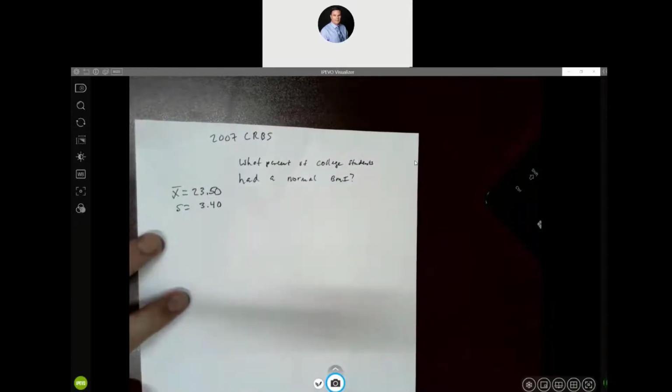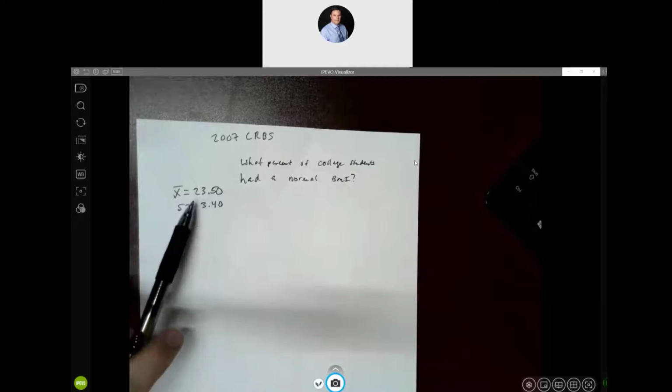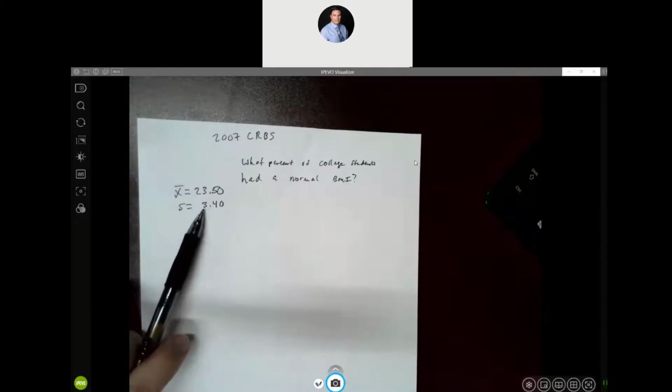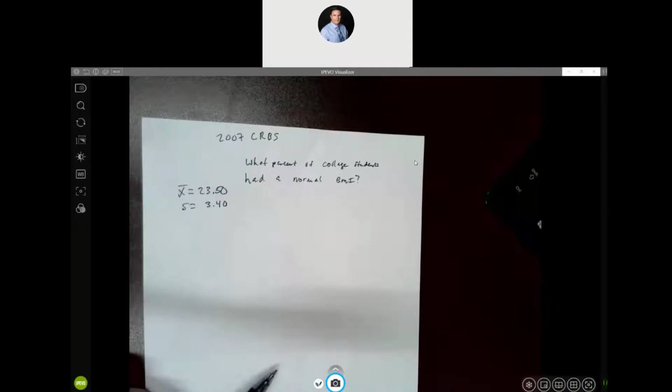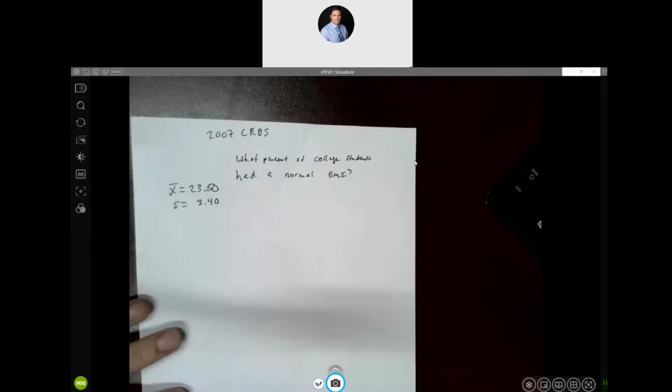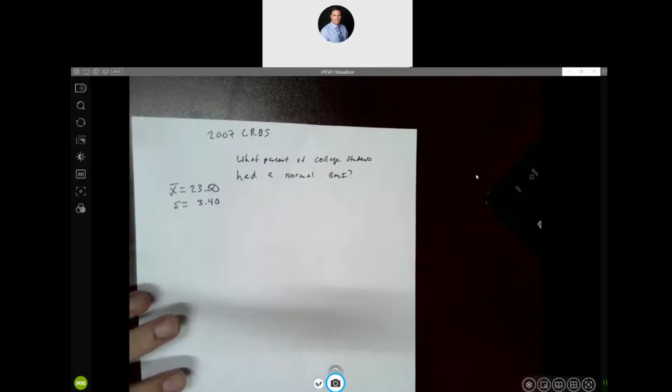What you should recognize right away are two things. One, the average college student had a normal weight status. The second thing you should recognize is that there's only a little bit of variability among college students in terms of their weight status. That is, there's not a whole heck of a lot of obese or really, really underweight students. They're all very similar. So what I want to find out is what percent of the college students had a normal BMI?